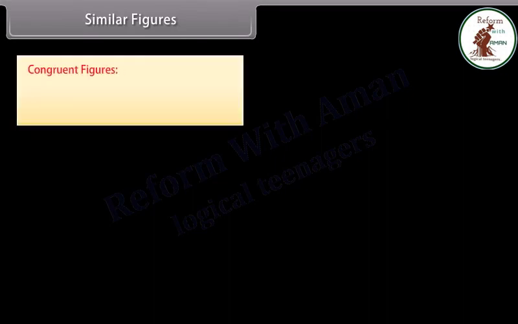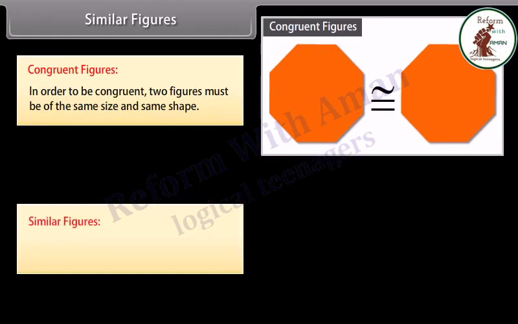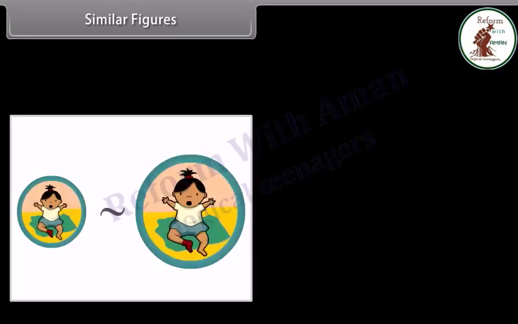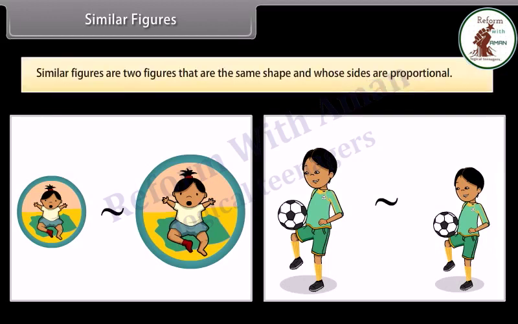Congruent figures. In order to be congruent, two figures must be of the same size and same shape. Similar figures must be of the same shape, but their sizes may be different. This is the symbol that means similar. When you have a photograph enlarged, you make a similar photograph. A photograph can also be shrunk to produce a slide. So, similar figures are two figures that are the same shape and whose sides are proportional.